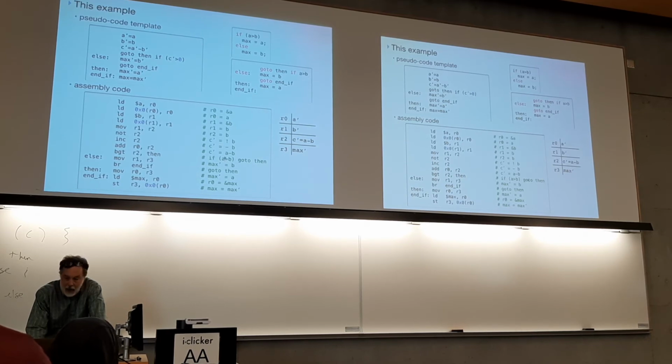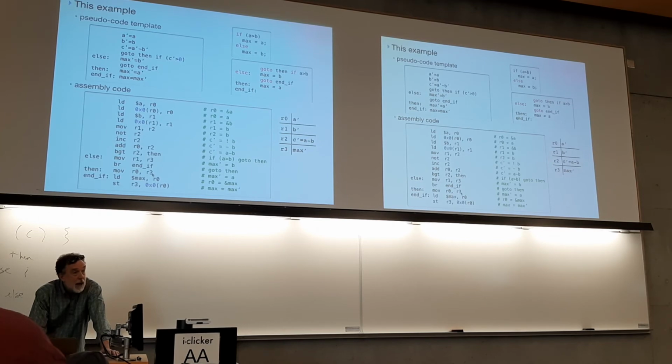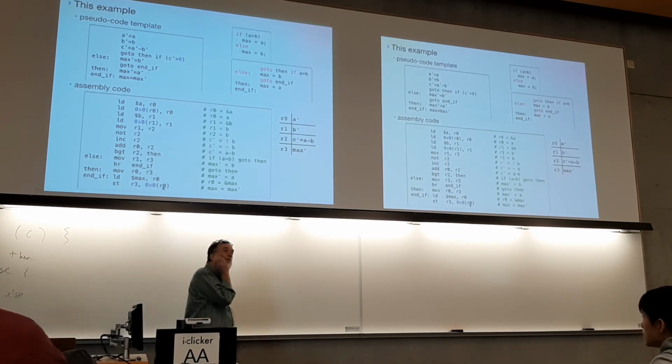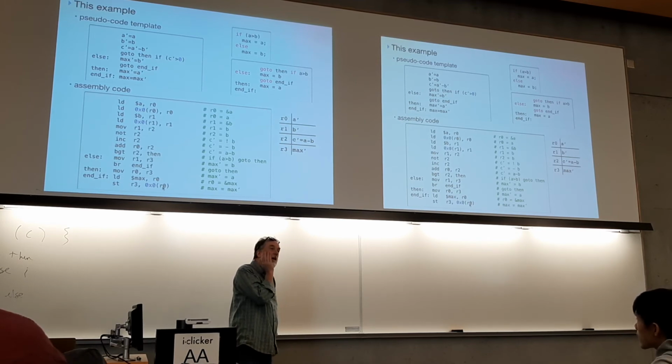So you see the high level comment over here. This is a lot easier to read than that one. And then the else case, I say max prime equals B. So move B into R3 and skip over the then case, move A into max. And then the last step is get the address of the variable max into R0 and store max prime into max. Okay. Questions about that? Super easy to read, right?